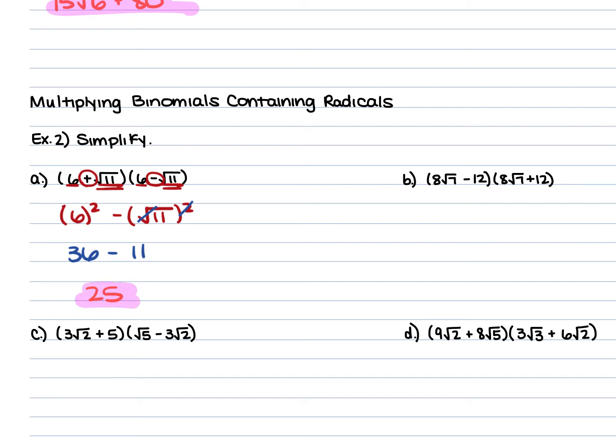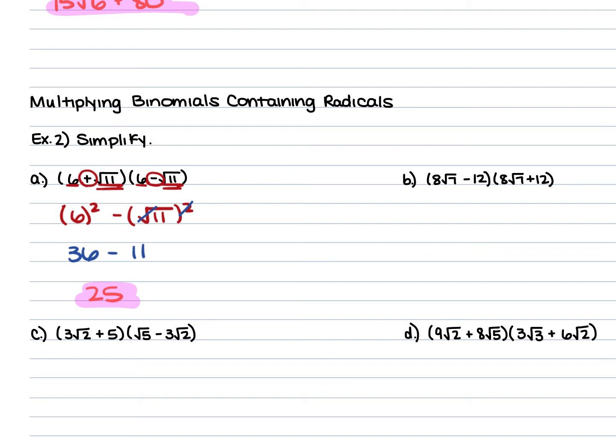So if you don't realize that you have a difference of squares when you look at your original problem, you can just FOIL these out. If we look at example B, I see that that's a difference of squares because my a term in both sets of parentheses is that 8 square root 7. My b term in both sets of parentheses is 12, and there are different signs between the two for each set. However, if I want to, I can just FOIL it out.